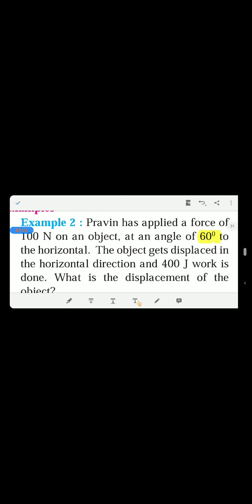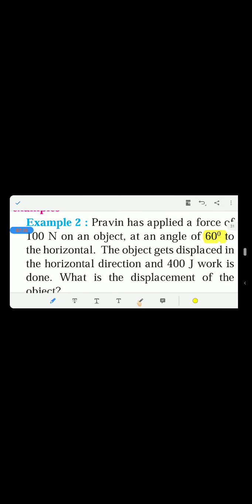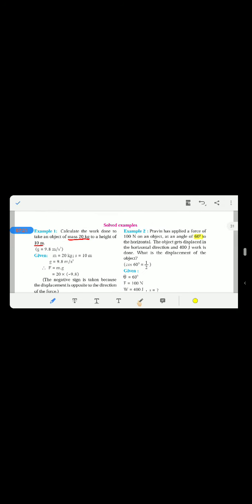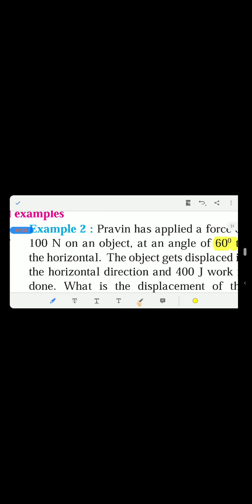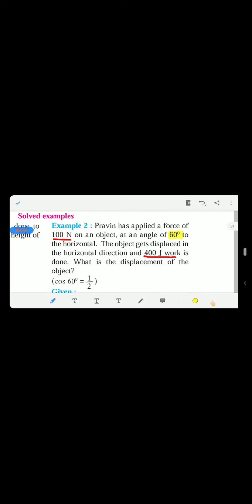Again, what else is given in it? 100 Newton is the force applied on it. And what else is given? 400 joule is the work done. And what do we need to find in this case? Displacement of the object. Now we'll write it together.